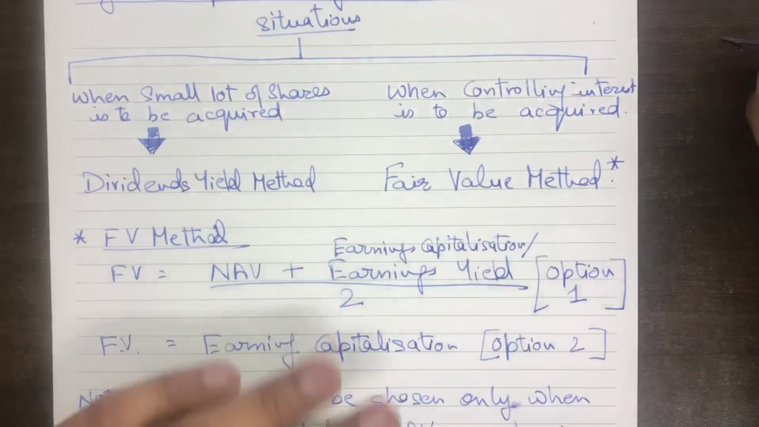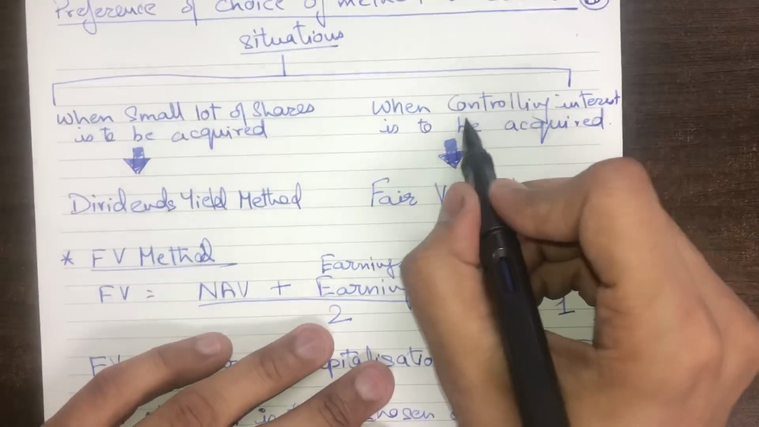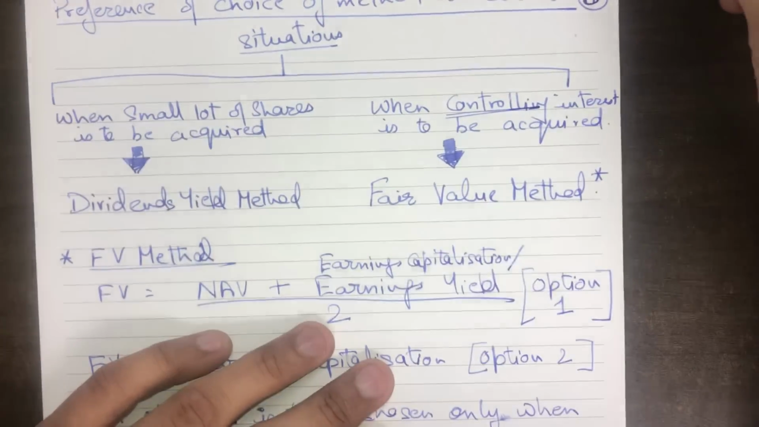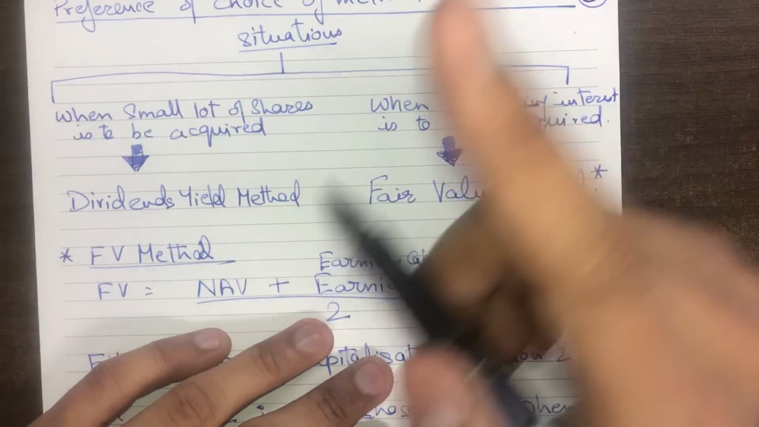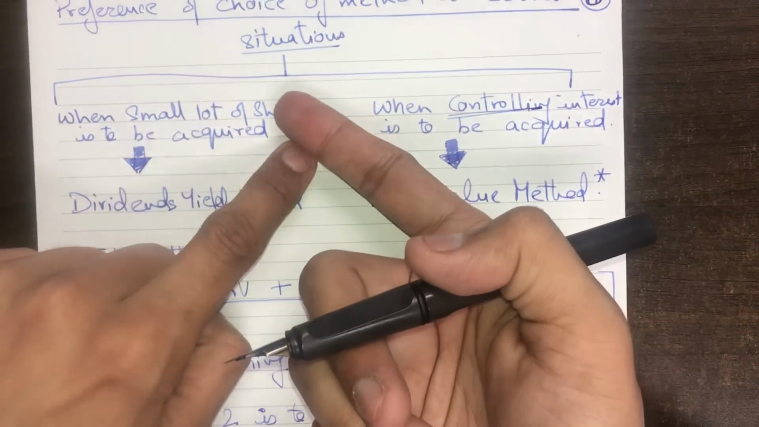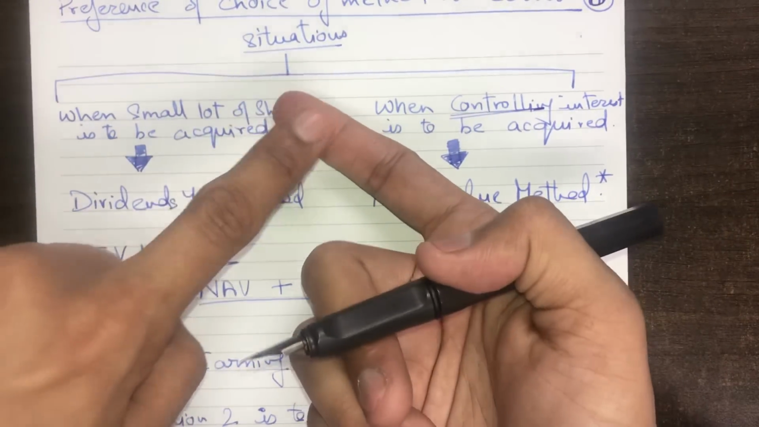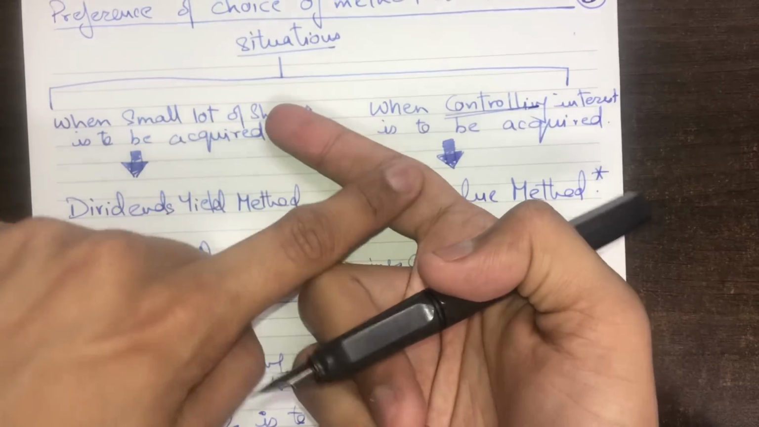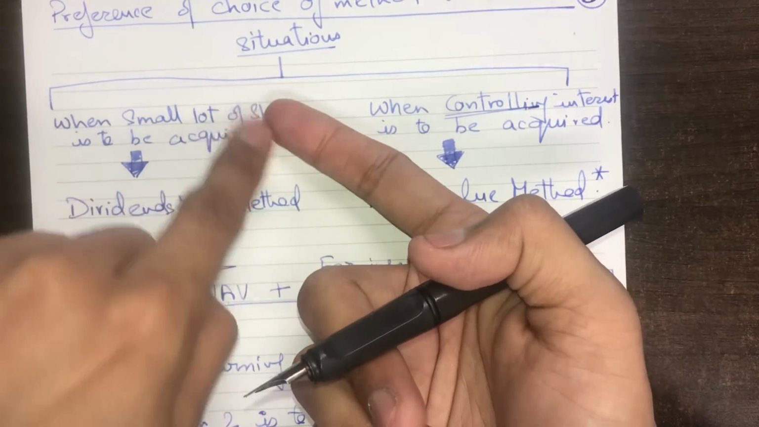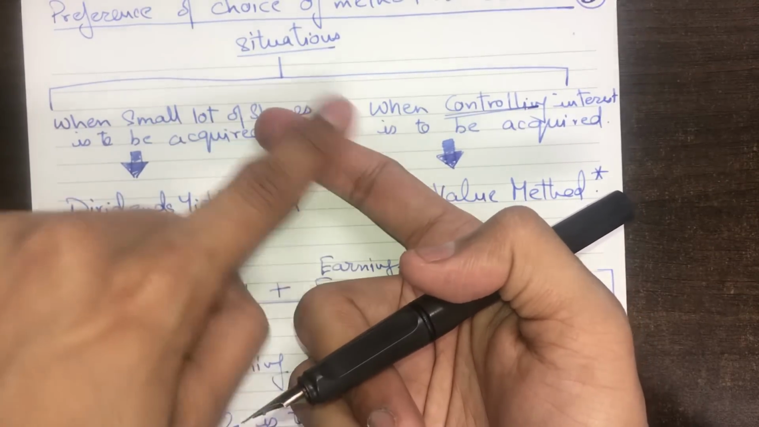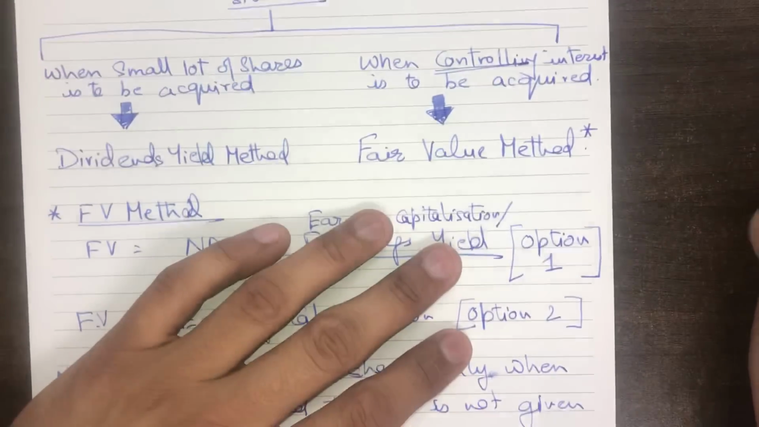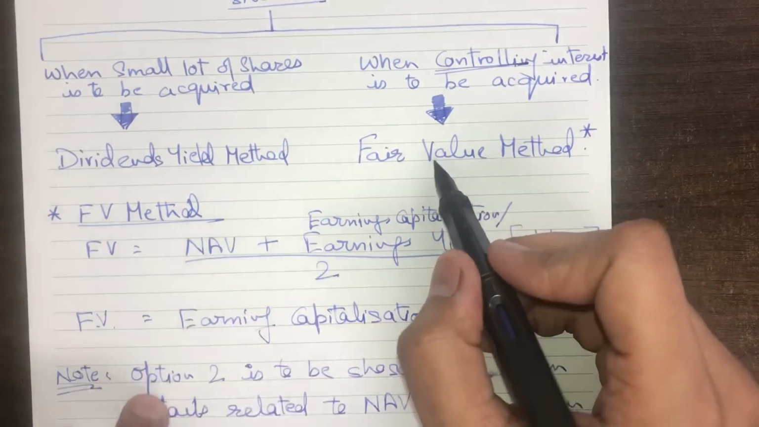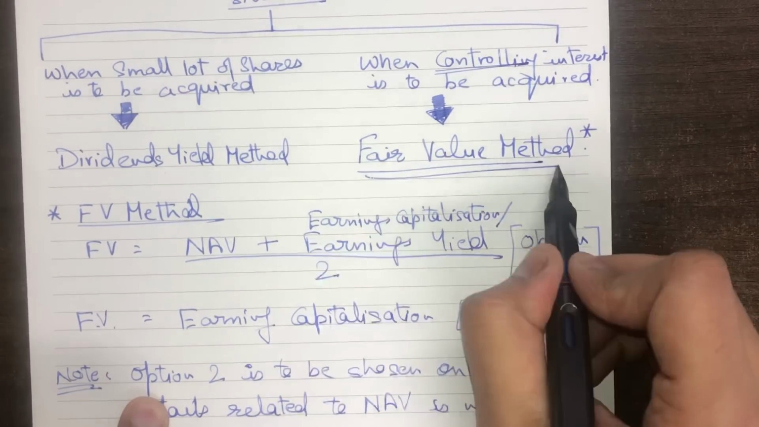But if you are acquiring controlling interest in a company, which means you are acquiring 50% or more shares in a company, then your objective is not only dividends, but also the growth in the value of the share, the earnings which the company will give you. All these three things are in your mind when you are buying the controlling interest of a company. Under this circumstance, the method you have to choose is the fair value method.